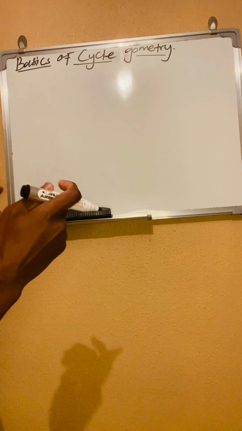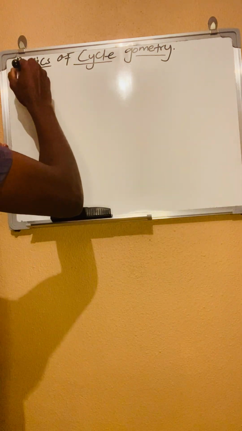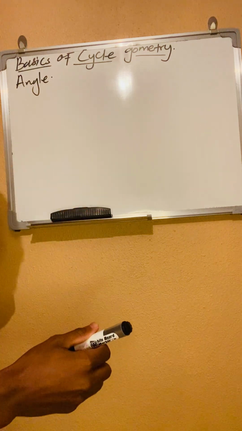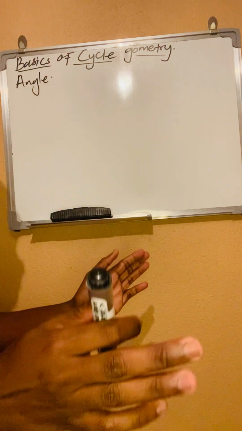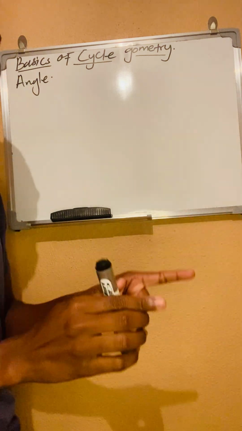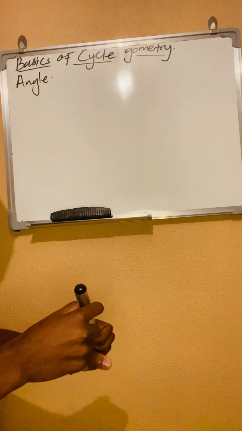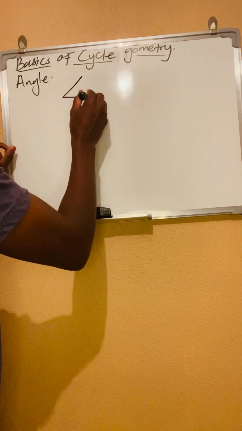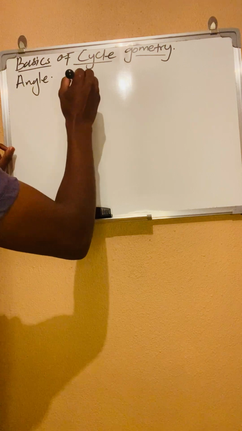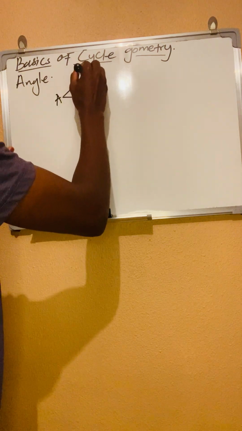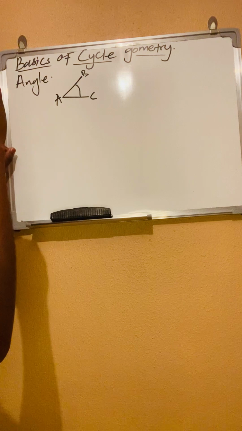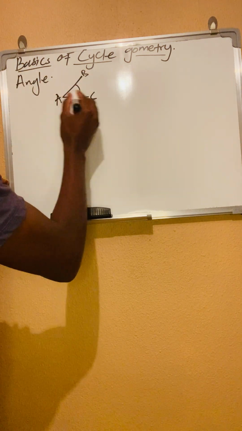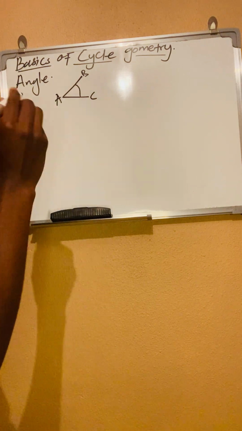We have this other thing called an angle. So, what is an angle? An angle is just a space that is found between two lines. So, for an example, we have this here. This is A, B, C. This is an angle. It's found between which two lines? AB and AC. So now, how do you name an angle?